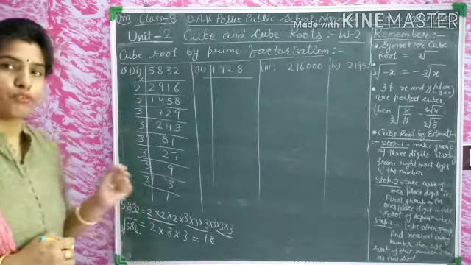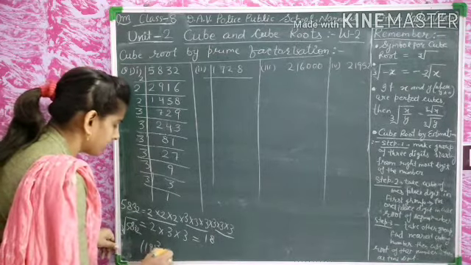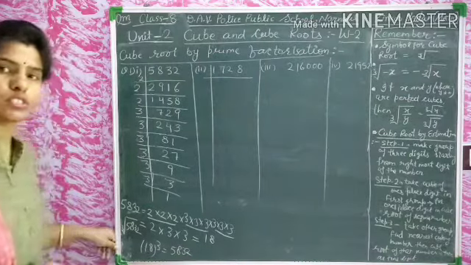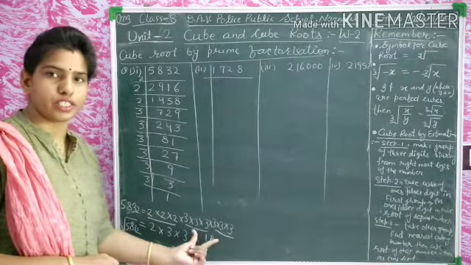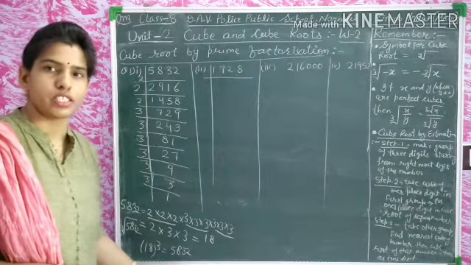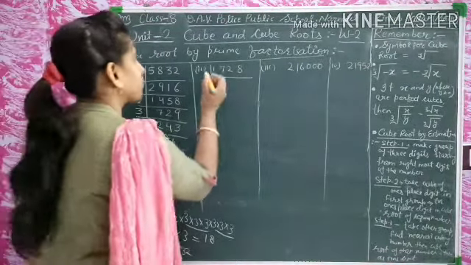And we will find that the cube of 18 is equal to 5832. Both are inverse processes. If the cube root of this is equal to 18, then 18 cube is equal to this number. Is it clear, students? So this is the cube root of this number. Now we will find the cube root of this number.